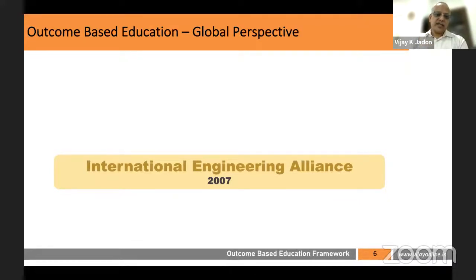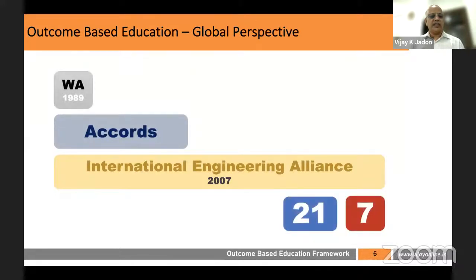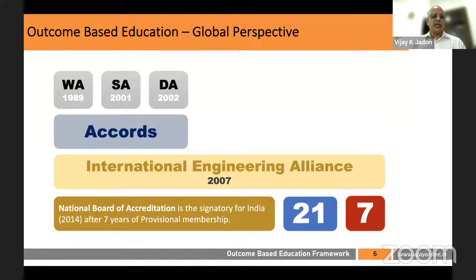Let us now discuss where this term comes from and how it has moved into the Indian education system. We start from the International Engineering Alliance, and the discussion on this slide is totally focused on engineering education. The International Engineering Alliance came into existence in 2007, and it acts as the umbrella organization for three accords: the Washington Accord, the Sydney Accord, and the Dublin Accord.